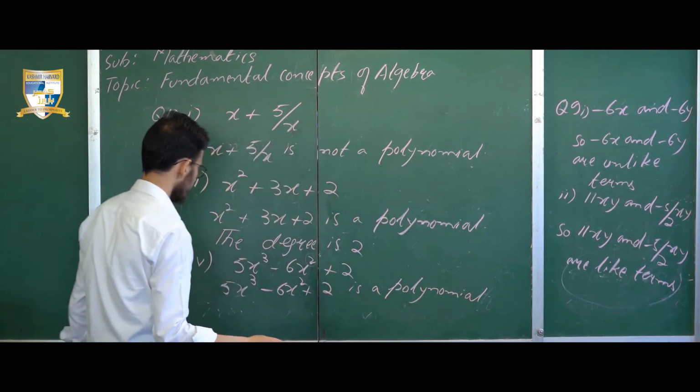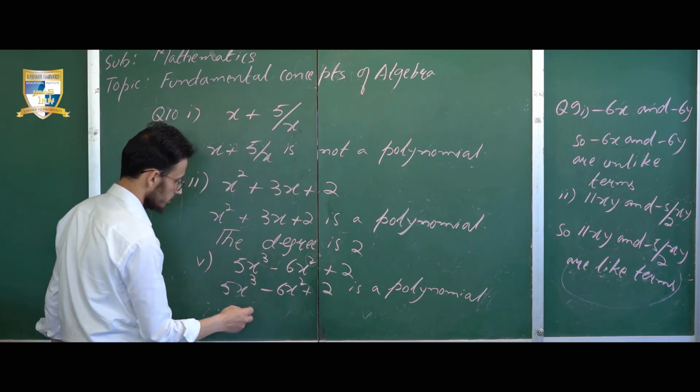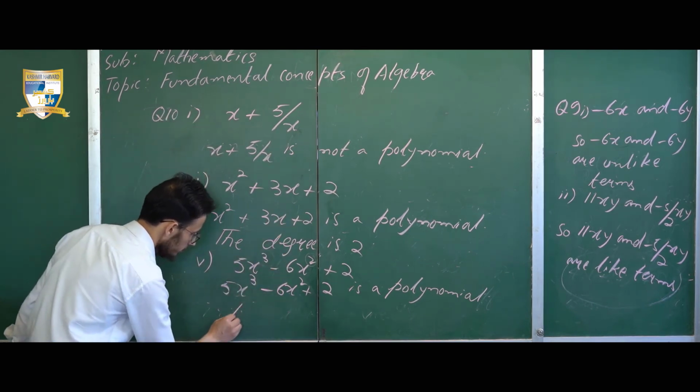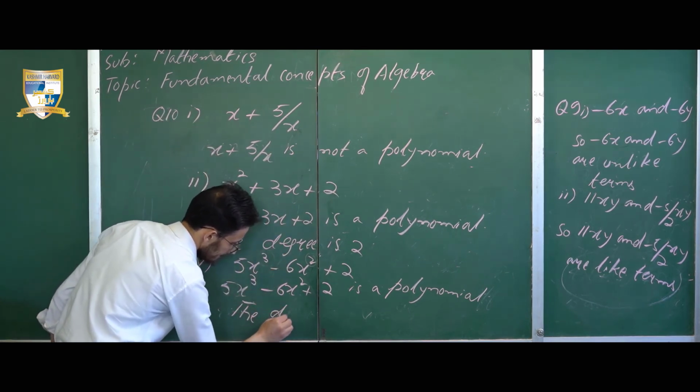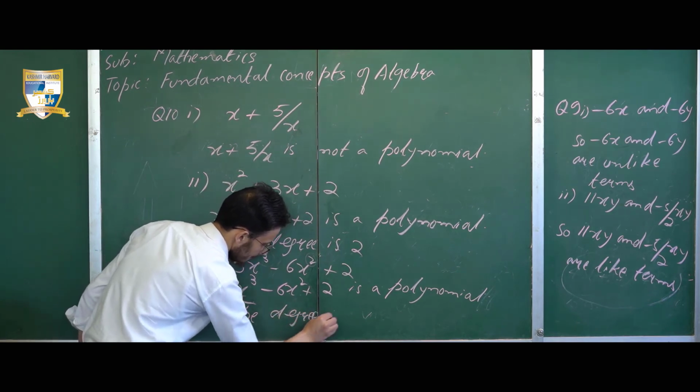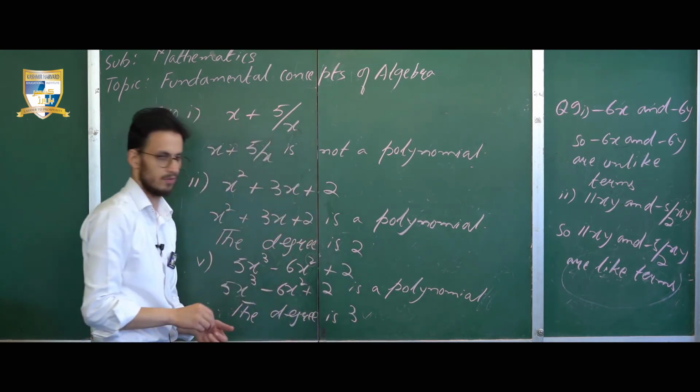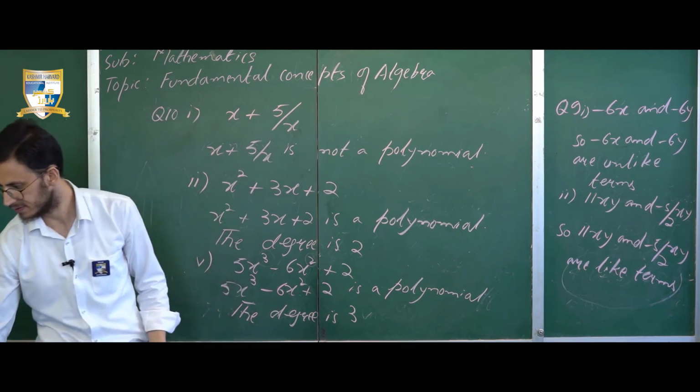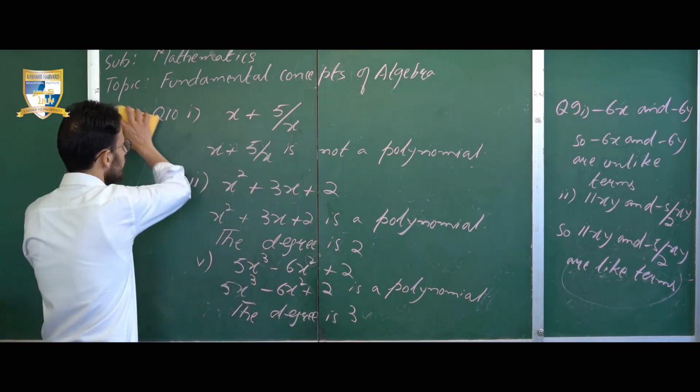And what is the degree? The highest degree, and the degree we are taking is the highest one, that is 3. The degree is 3. You are supposed to do the rest by yourself. It's the same. Now we have one more question.